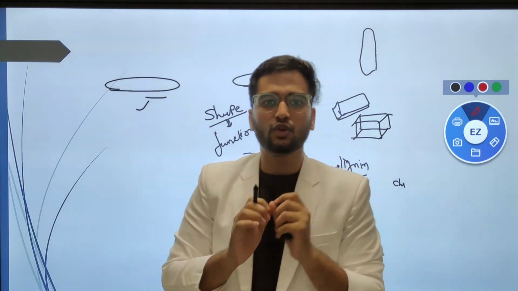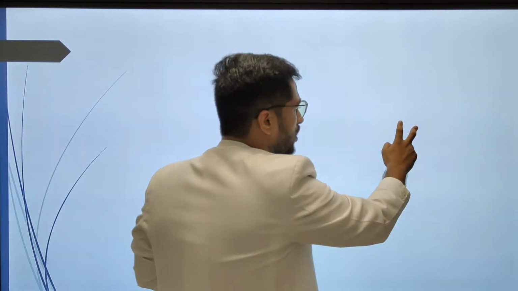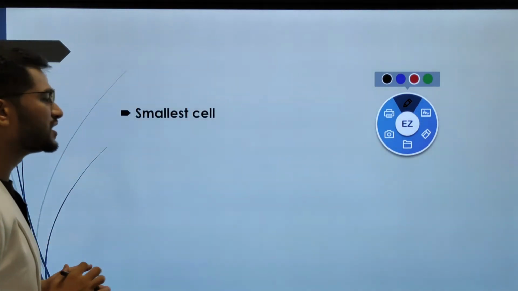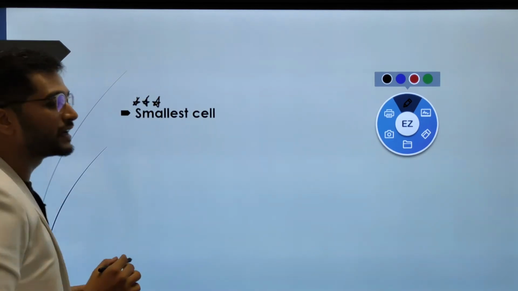So now let's look at the direct questions. We will look at some direct questions here. So let's begin. The first question is, which is the smallest cell? And this one is the most important MCQ for your NEET examination.